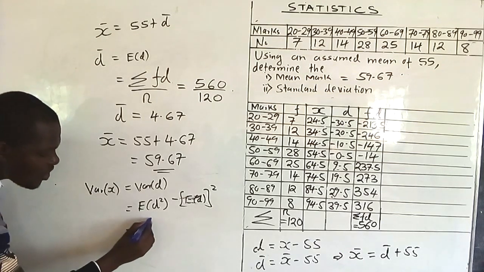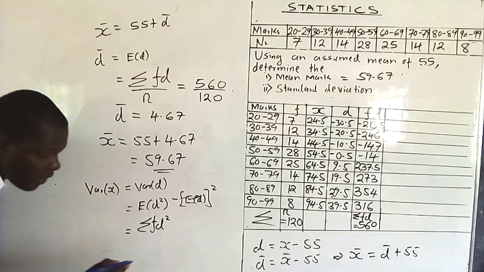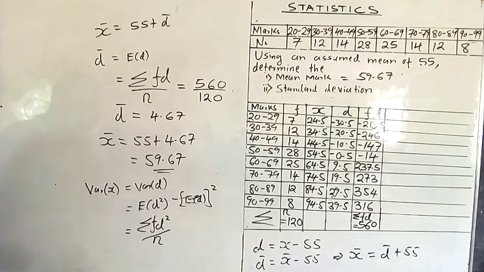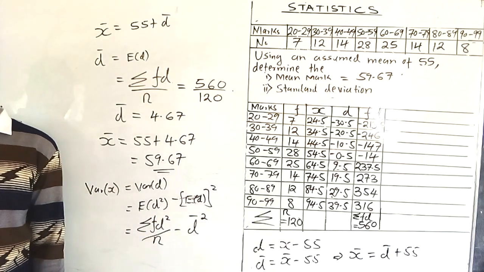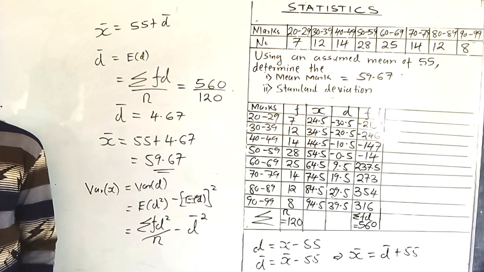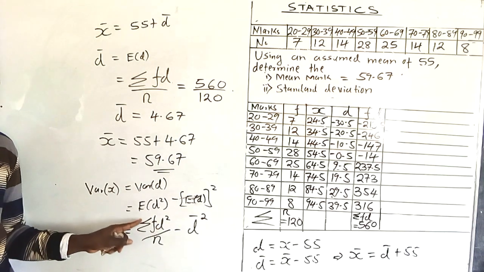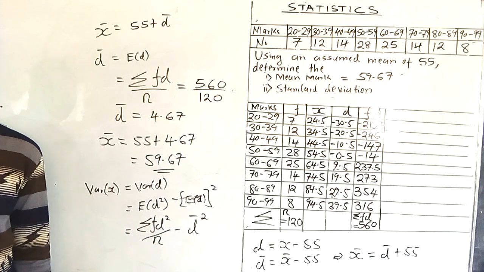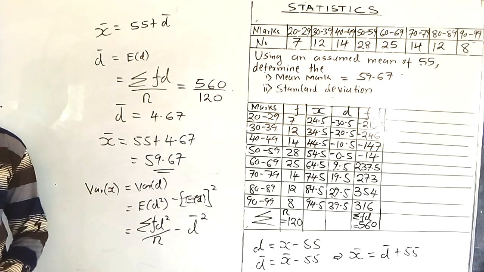The mean of D squared means you sum all the D squares with the number of times they appear, then you divide by their total number. Then it is minus the mean squared. Are we together? So with this you would have found the variance of D, and that variance of D is the same as the variance of X.